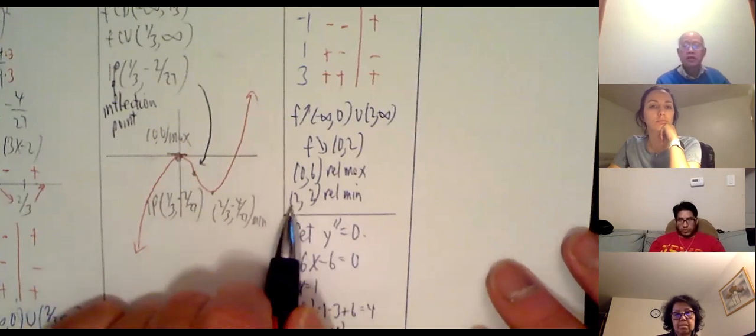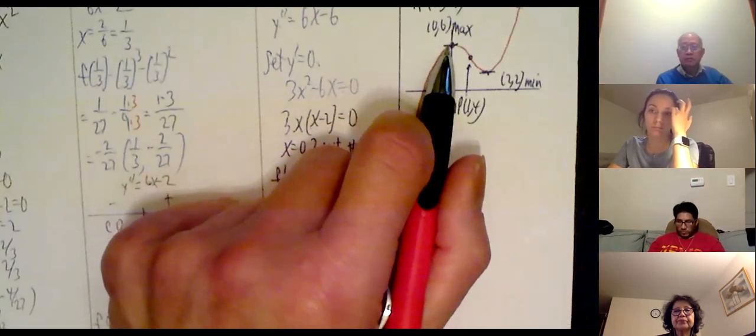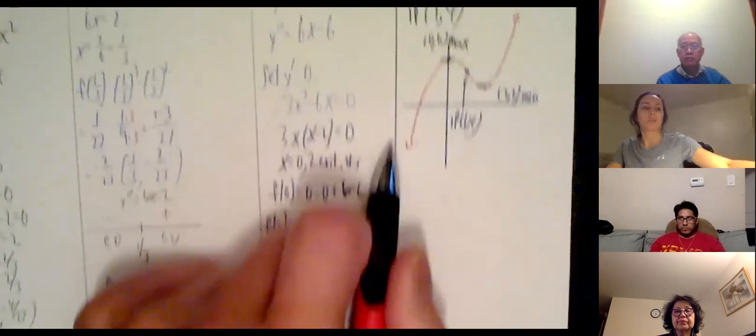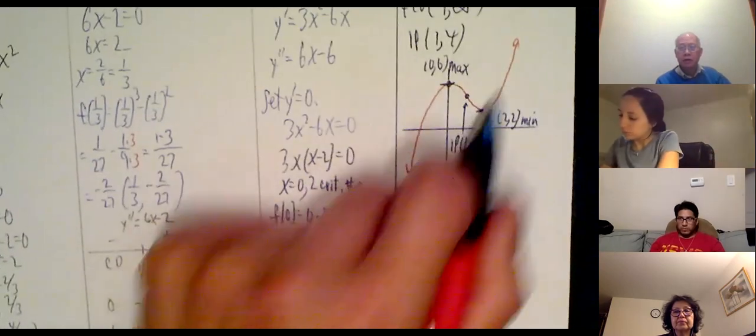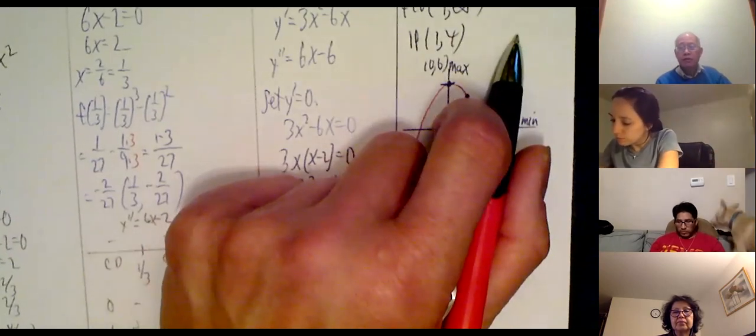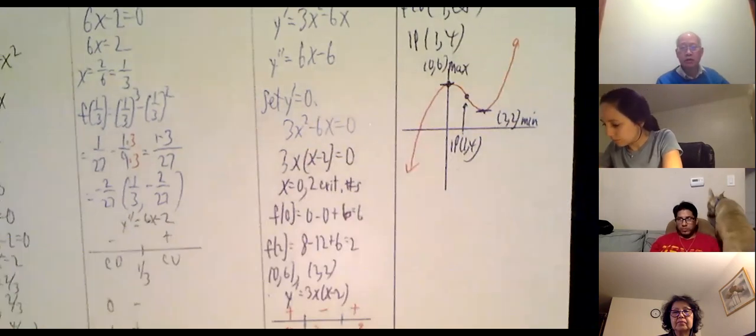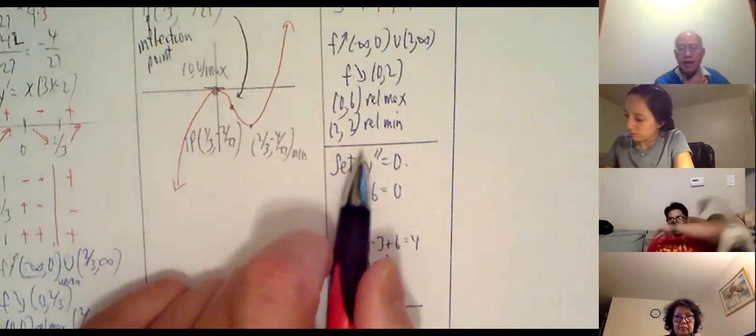All right, so as far as increasing and decreasing is concerned, we are done. Okay. 0, 6 maximum, 2, 2 minimum. Up, down, up. But now we want to know how does it curve, which way does it curve. Okay. So now we do the new stuff, the second derivative analysis.